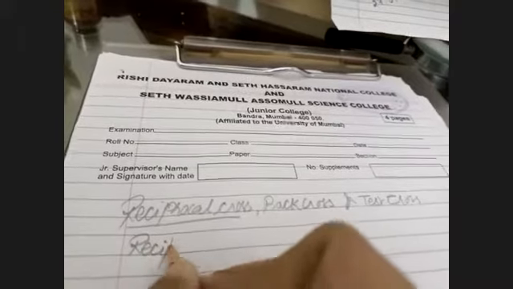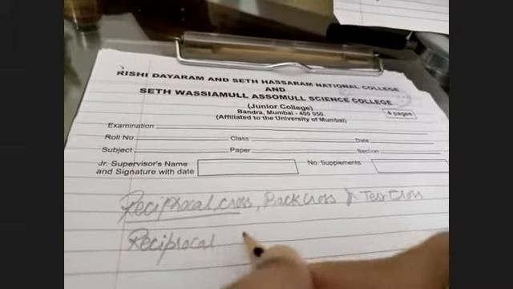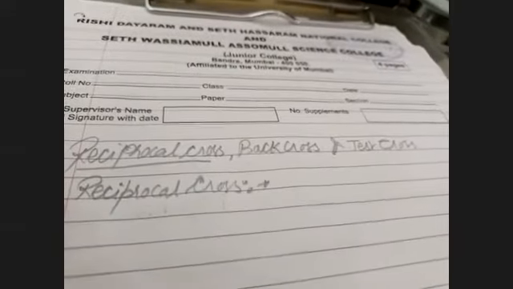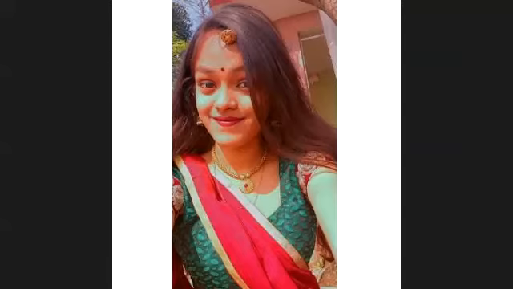Can anyone answer me, what do you mean by the term reciprocal cross? Inverse. No, I want the meaning of the reciprocal cross, or the meaning of reciprocal basically. What do you mean by the term reciprocal? You have to tell me, this is the reciprocal of this and this. So how will you tell me that?